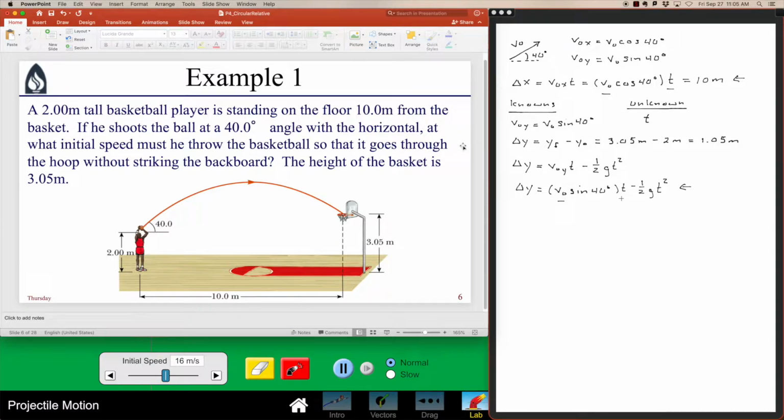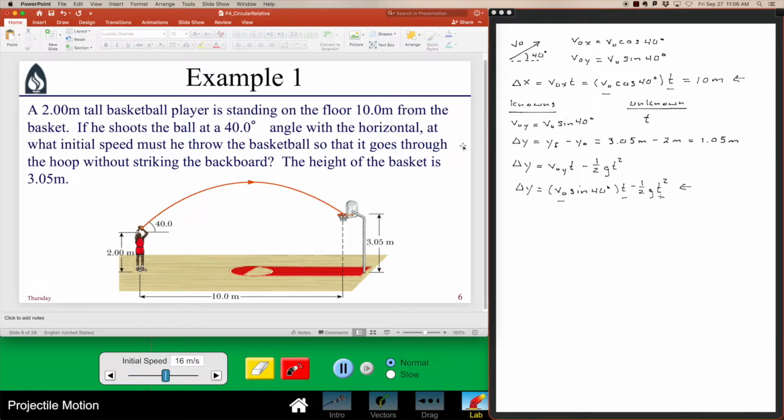I have those two unknowns. I know what delta y is, and I have two equations. So I need to combine these somehow, and I would really like to get rid of time because what I really want is an equation that tells me about the initial velocity. So the strategy I'll take is to solve the first equation, for the horizontal motion, for time because it's the simpler of the two, and then plug it into this equation, and then I'll have an equation where my only unknown is the initial velocity. So let's follow that strategy.